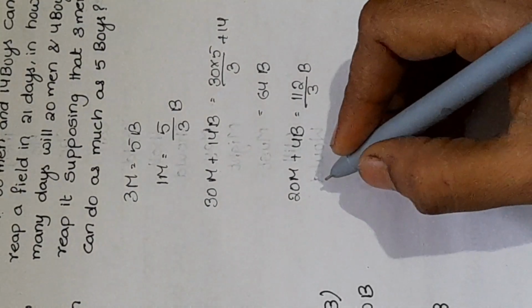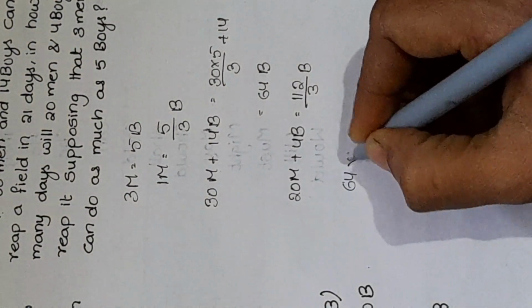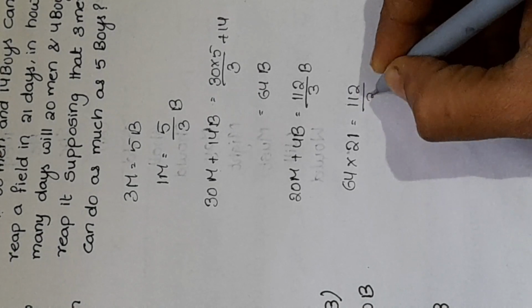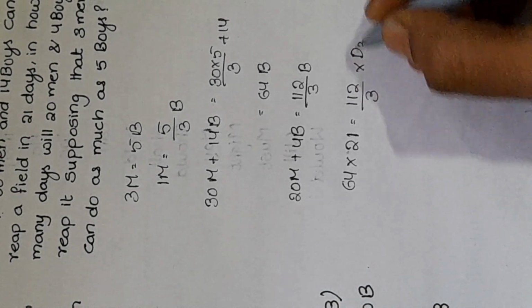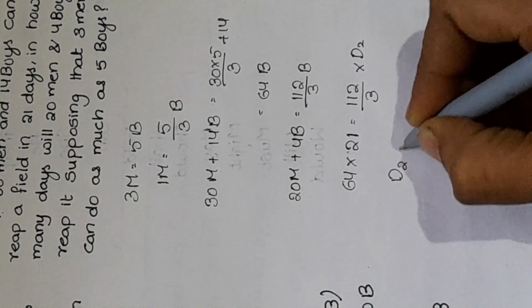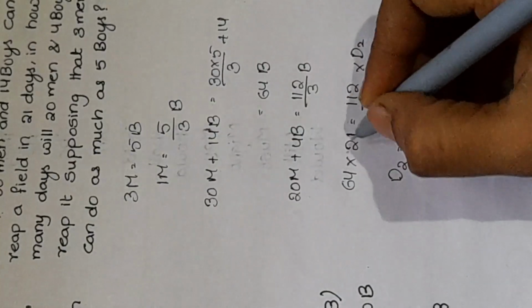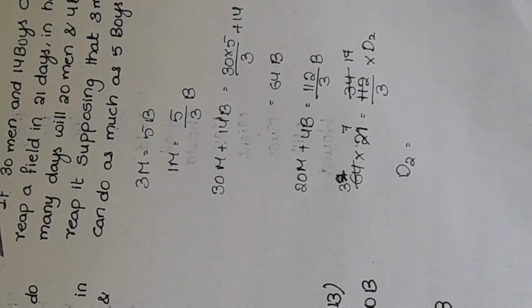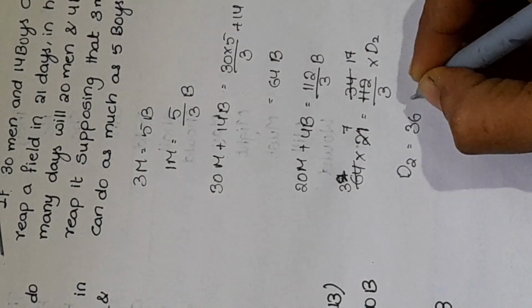Now by using the chain rule formula, if 64 boys take 21 days, then how many days do 112 by 3 boys take? We don't know D2. So on calculating, D2 is equal to 36 days.